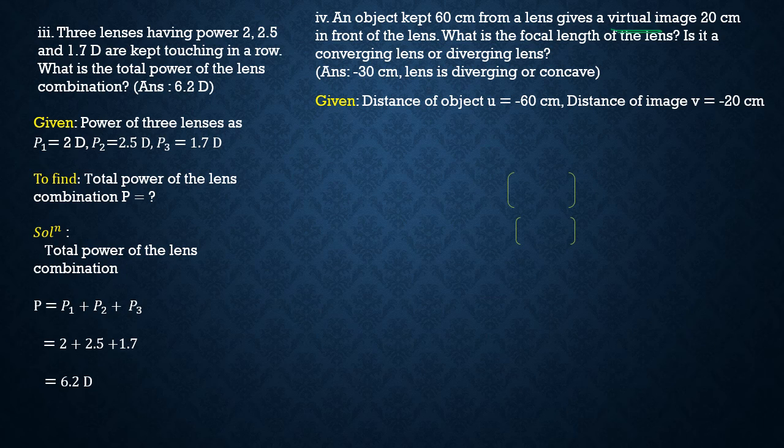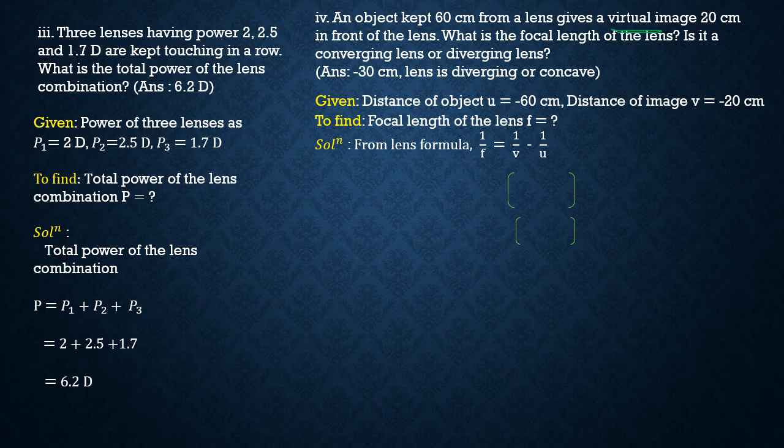What do you have to find? To find the focal length of the lens, f is equal to question mark. What is the focal length of the given lens? And second, we have to find what type of lens it is. Is it a converging lens or a diverging lens? That also we have to find out.